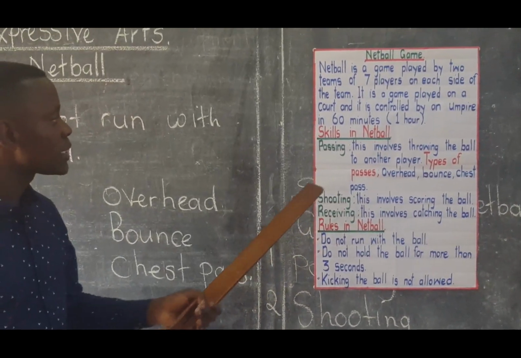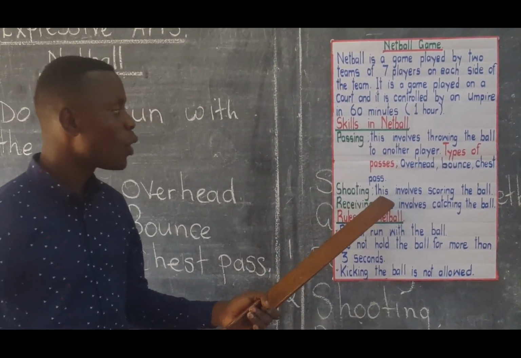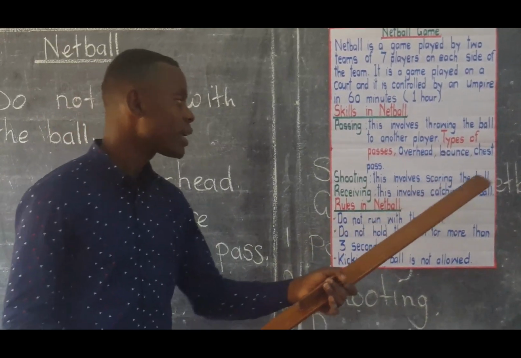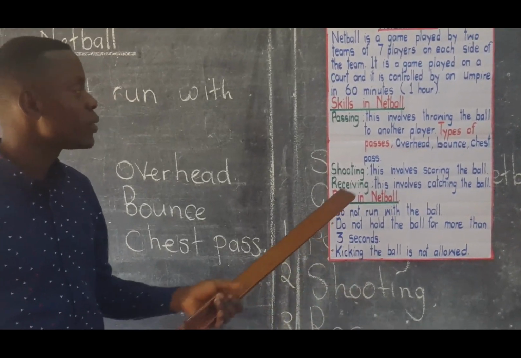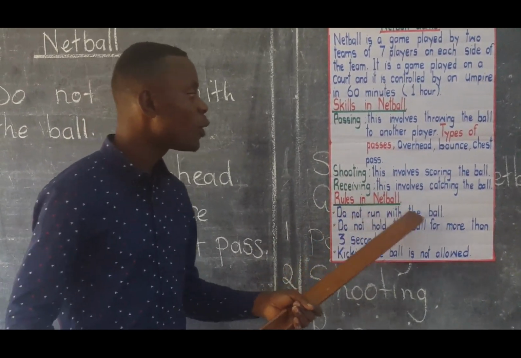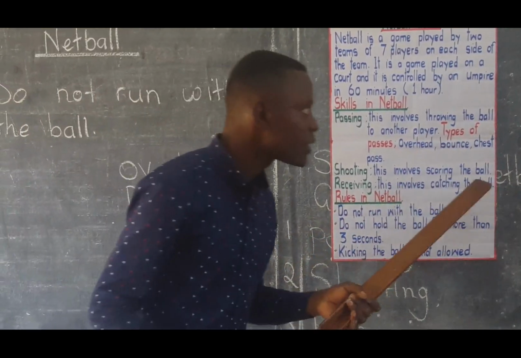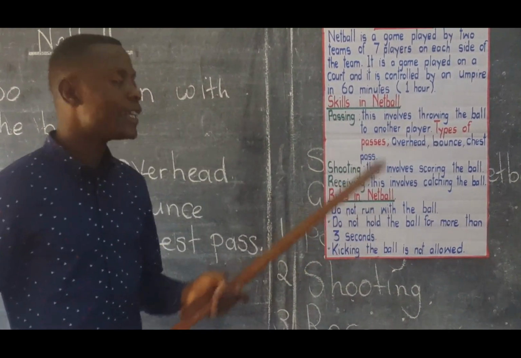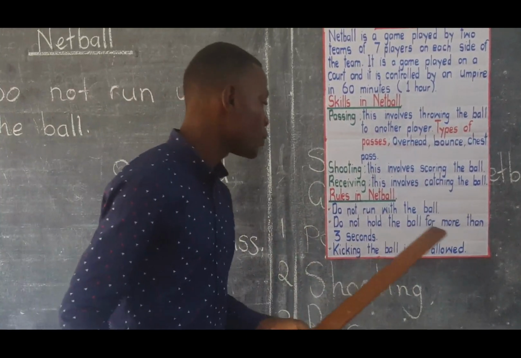Then we also looked at another skill in netball, which is shooting. Shooting involves scoring the ball. Then receiving is also another skill involved in a netball game. Receiving involves catching the ball. Then landing is among the skills used in netball, where it will determine how you are going to land on the foot or feet.